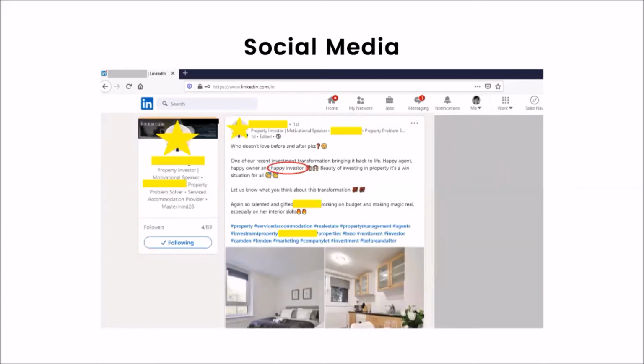What else here? Social media. Now this one is on a more positive note. Here, this person has posted, this is on LinkedIn. One of our recent investment transformation, bringing it back to life. Happy agent, happy owner, and happy investor. Okay. Beauty of investing in property, it's a win solution for all. Let us know what you think about this transformation.